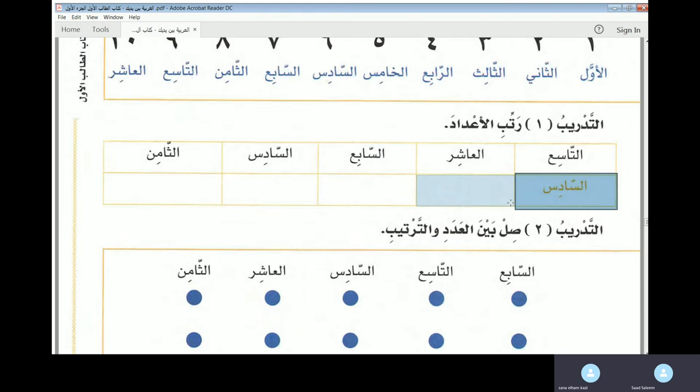At-tasi. As-sadis. First is as-sadis. Okay, then we have to name the next one. As-sadis, as-sabi, ath-thamin, at-tasi, al-ashir.